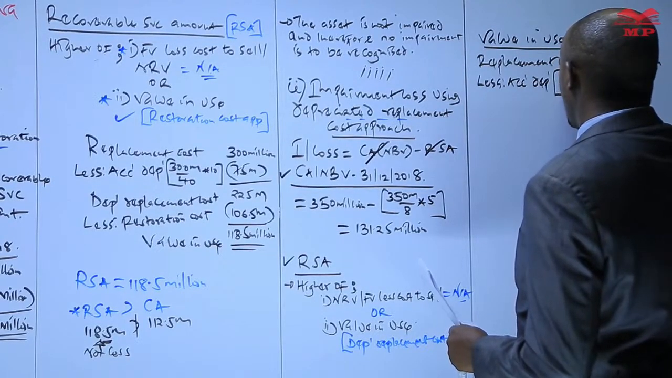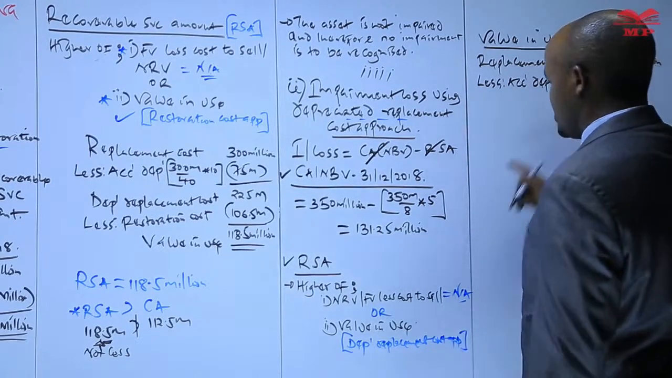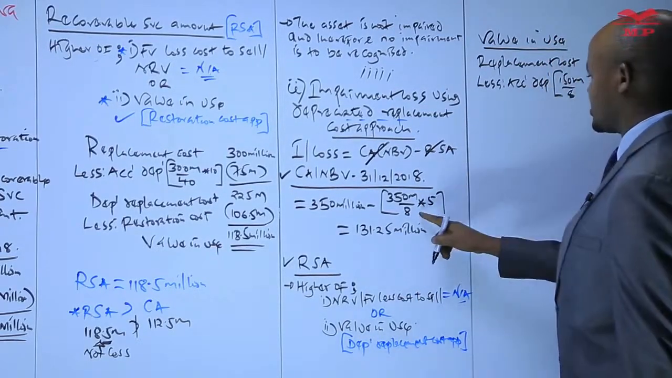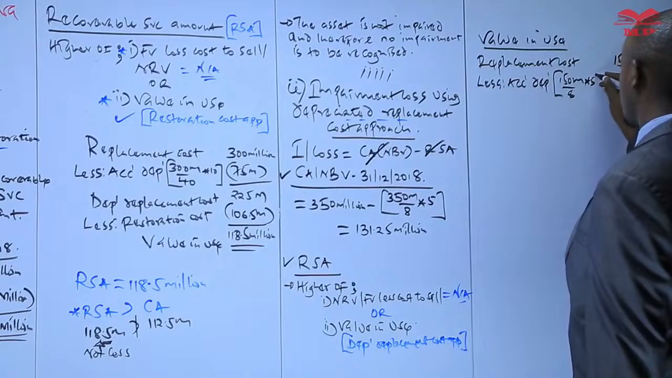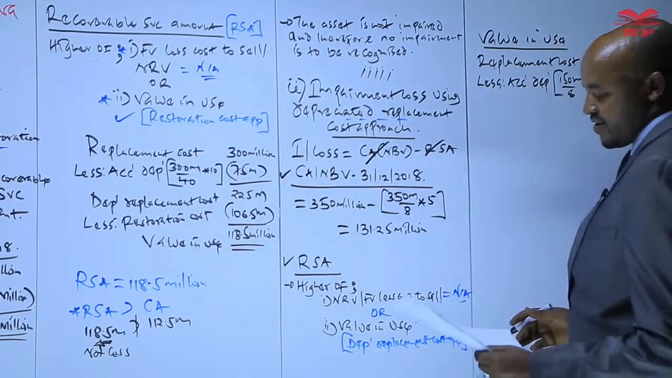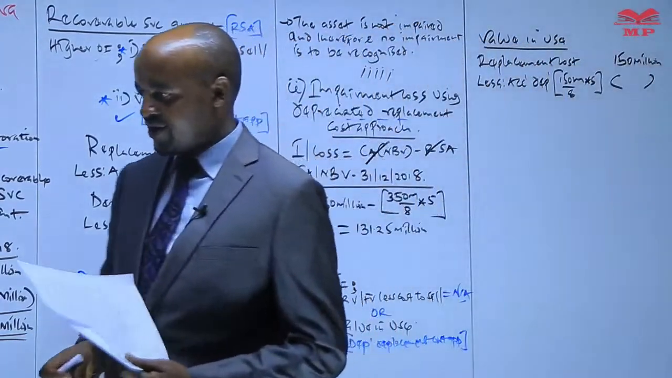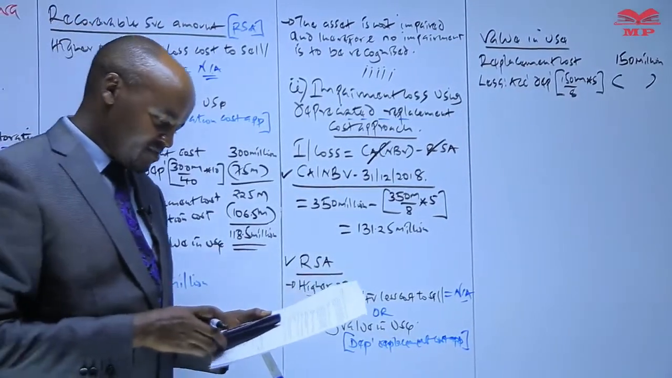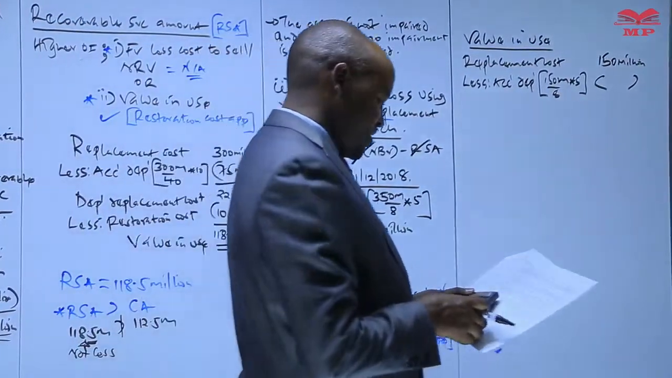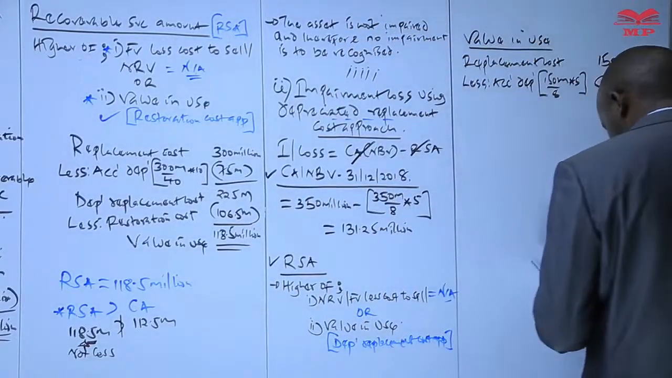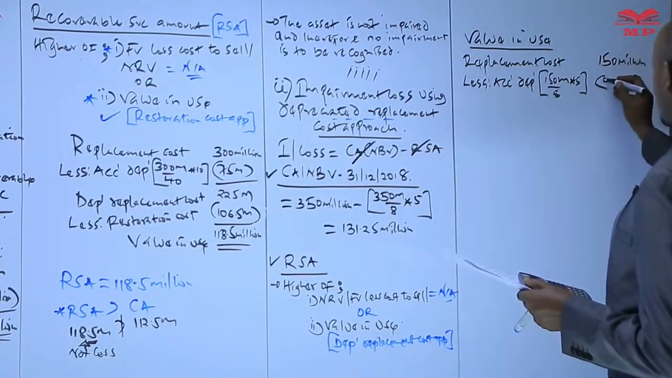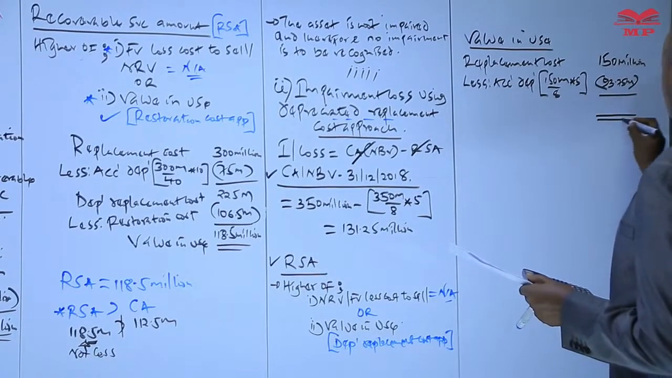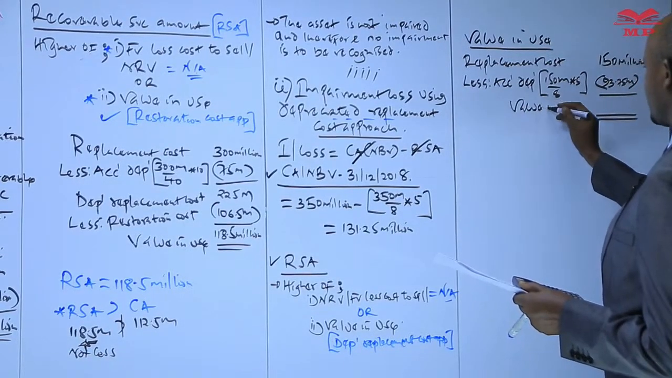Which will be equal to the replacement cost, which is 150, and we depreciate this for an equivalent duration as this particular asset. Divide that by 8, times what? Times 5. So let's work that out and see what we get. We have 150 divided by 8, times 5, which will give us 93.75 million. And whatever you get here is now the value in what?